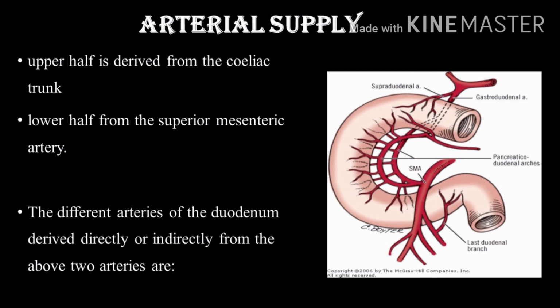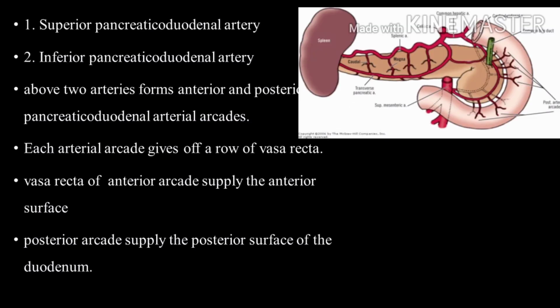Arterial supply of the duodenum. The duodenum develops partly from the foregut and partly from the midgut. The opening of the bile duct into the second part of the duodenum represents the junction of the foregut and midgut. Up to the level of the opening, the duodenum is supplied by the superior pancreatico-duodenal artery and below it by the inferior pancreatico-duodenal artery. The superior pancreatico-duodenal artery is a branch of the gastroduodenal artery, and the inferior pancreatico-duodenal artery is a branch from the superior mesenteric artery.